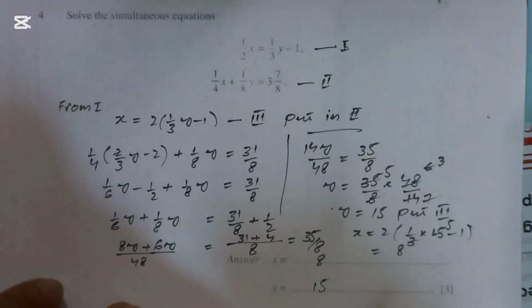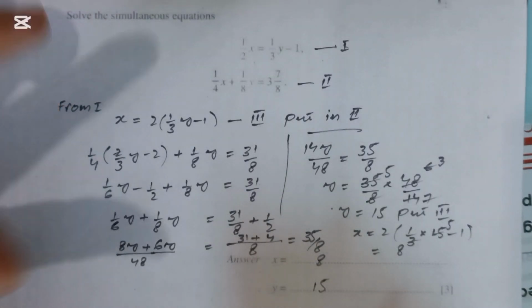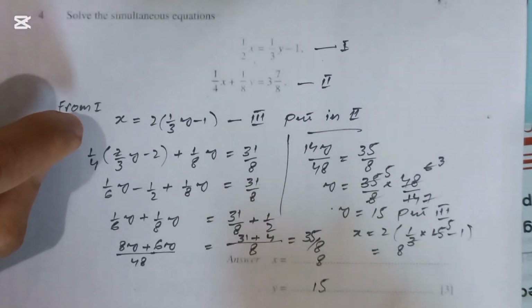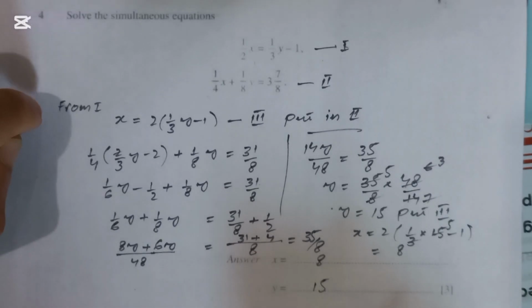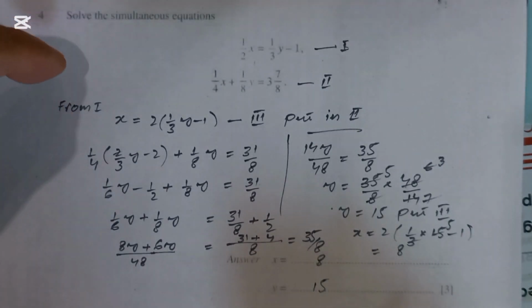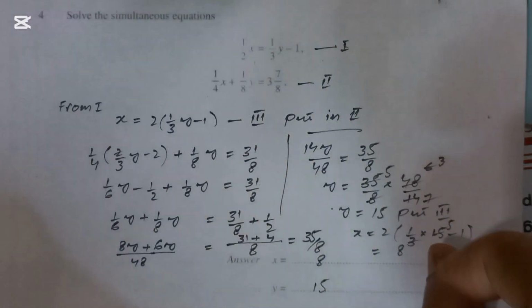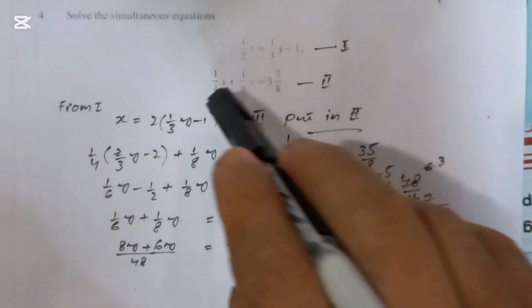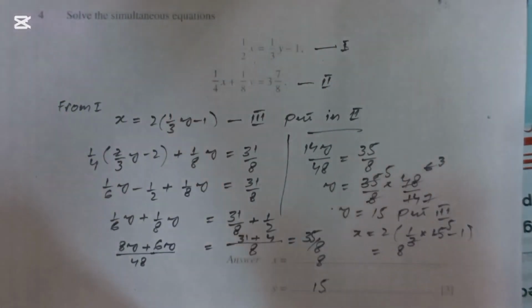If you look clearly, these are the same steps. First choose the easy equation, and from the easy equation make one variable the subject. For example, we have made x the subject from equation number 1, and then we put it in equation number 2, and from there find the value of one variable. After finding the value of the variable, put it in equation number 3, and you will get the answer of the second variable. So again I'm saying, look at the steps carefully. These steps will be used again and again.